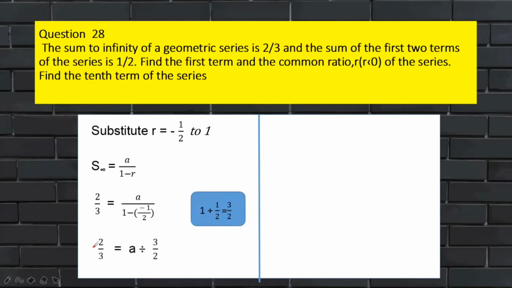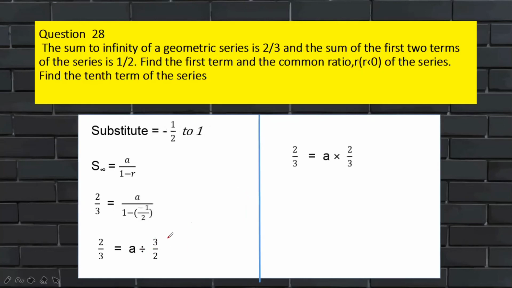Okay, next step is 2 over 3 equals a divided by 3 over 2. Because it's a fraction, in fractions you can't divide, we need to multiply with the reciprocal of the fraction. So what's the reciprocal? It is 2 over 3 equals a times 2 over 3. You can see it is actually in the inverted form. So next step is a equals 6 over 6, because 3 times 2 and 2 times 3. So 6 over 6 equals 1. So the first term is 1.